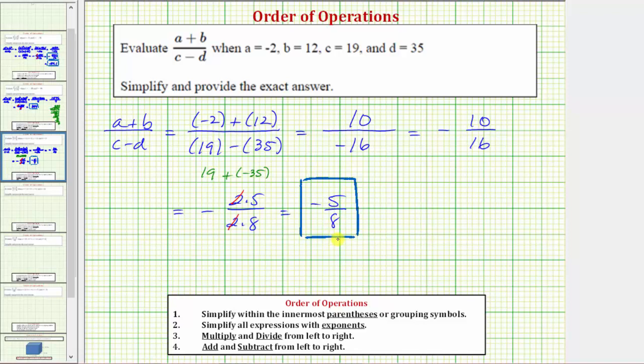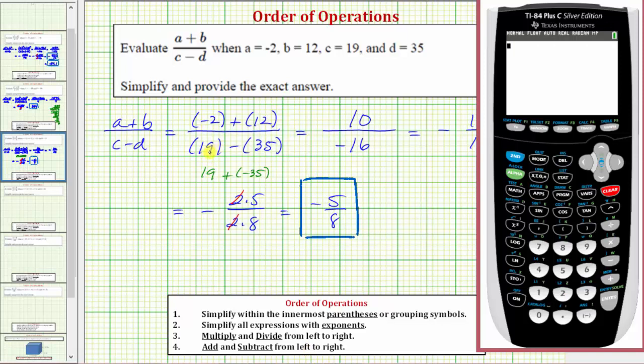Let's also verify this on the calculator. To do this, we'll enter this expression here, but we'll include a set of parentheses around the numerator and denominator. We do have some parentheses here that we could drop, but let's go ahead and leave it as is. So we have an open parenthesis to begin the numerator, and then we have -2 plus 12, close parenthesis to end the numerator, then divided by, open parenthesis to begin the denominator, and then we have 19 minus 35. And then finally, close parenthesis to end the denominator.